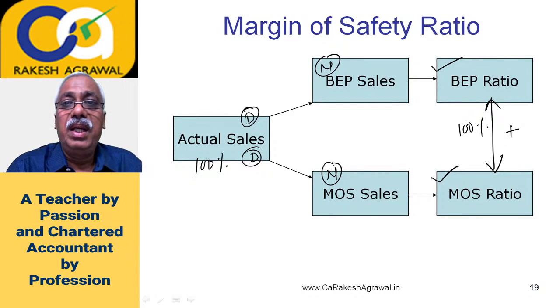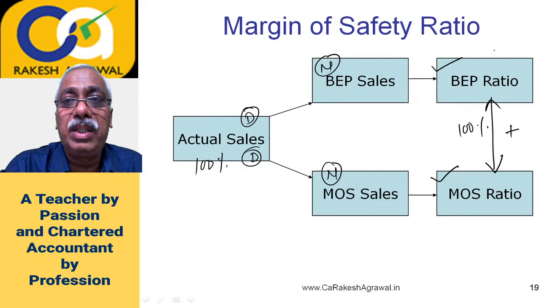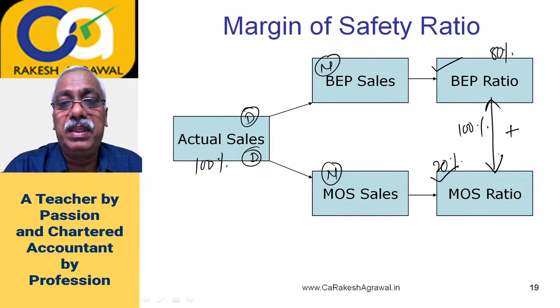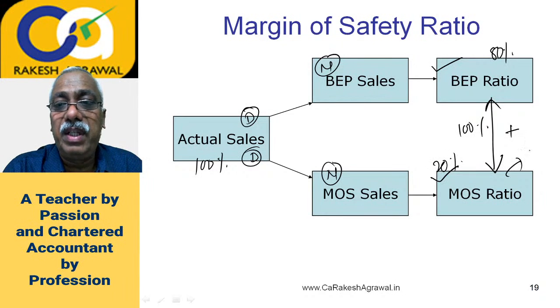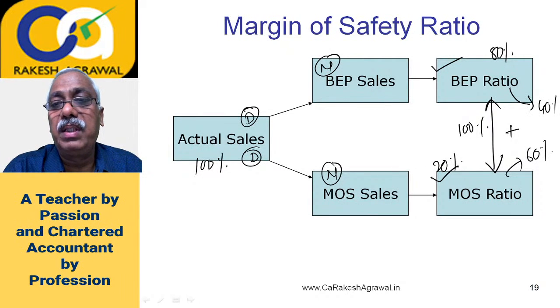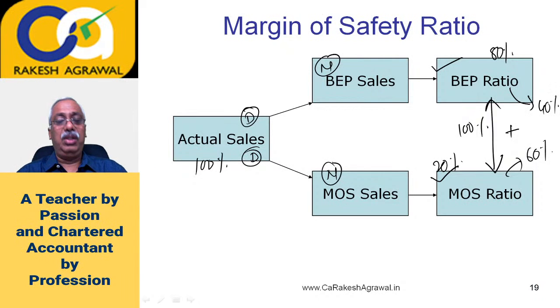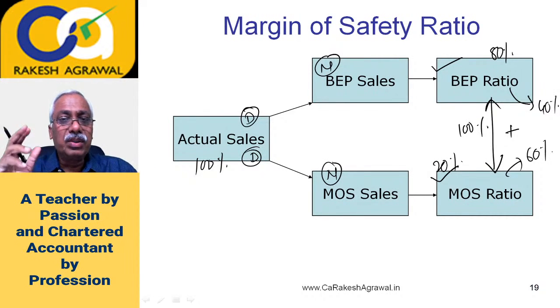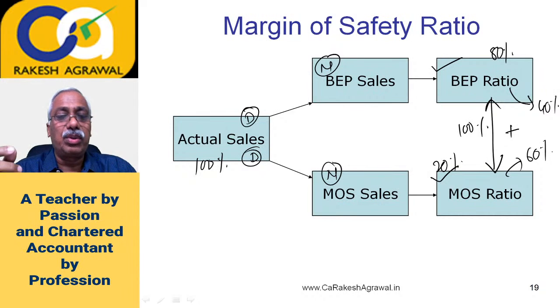It means in a question, if they give you that BEP ratio is 80%, then margin of safety ratio will be 20%. If they tell you margin of safety ratio is 60%, then BEP ratio will be 40%. So this is the information which you can use quickly. You have to remember all this. This will help you to solve the questions quickly, that these two ratios are complementary to each other.